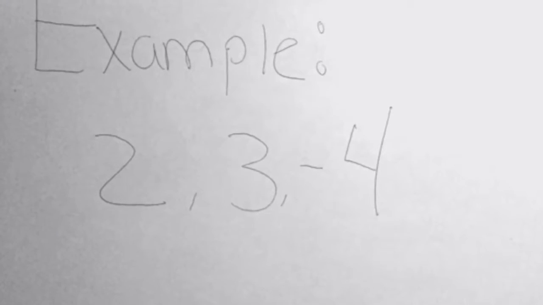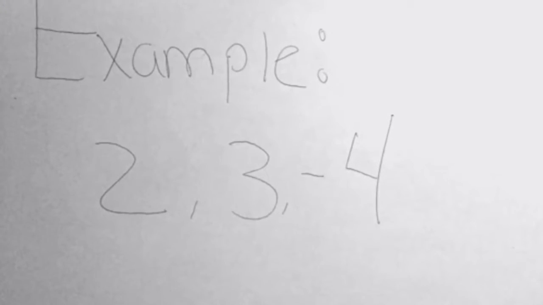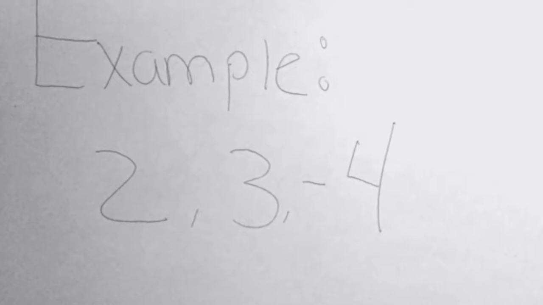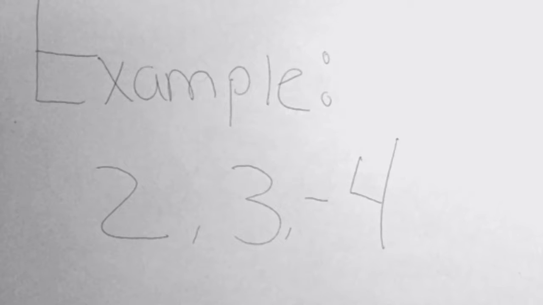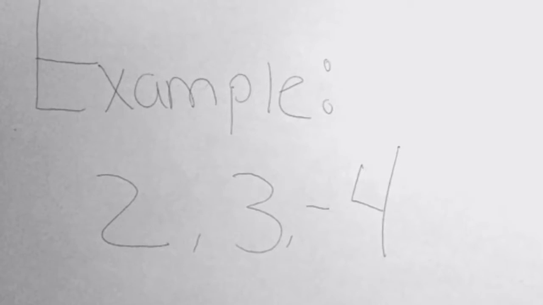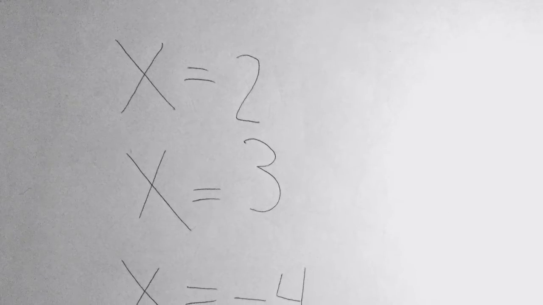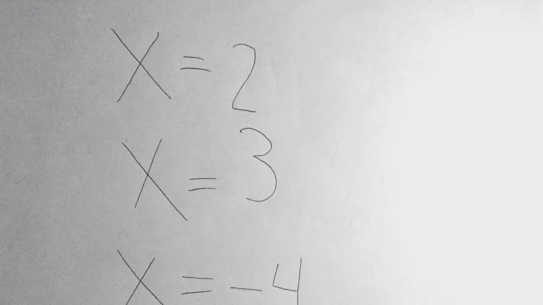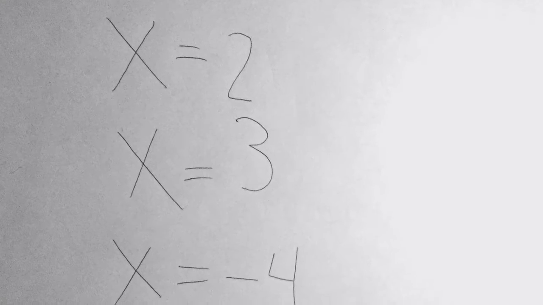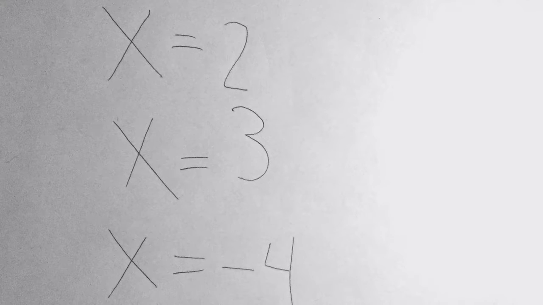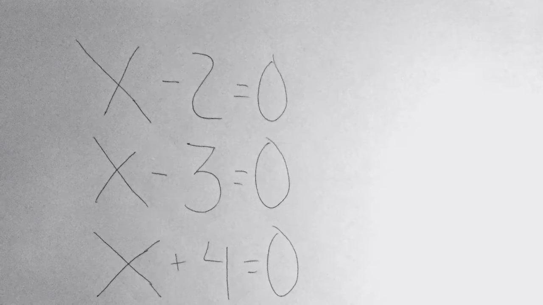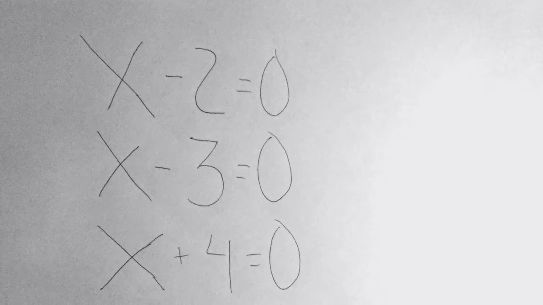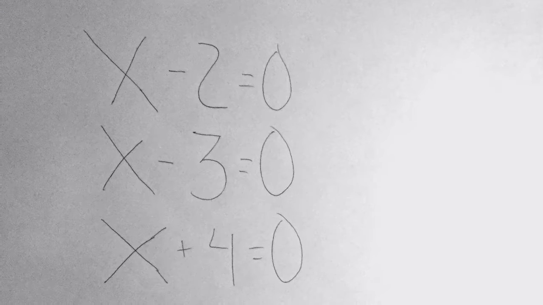Here is an example. We want to determine the polynomial function that is obtained when applying the factor theorem if the function zeros are 2, 3, and minus 4. 2, 3, and minus 4 are roots, so we need to write x equals 2, x equals 3, and x equals minus 4. Then you need to turn the roots into factors, for which you need each root to be equal to 0.